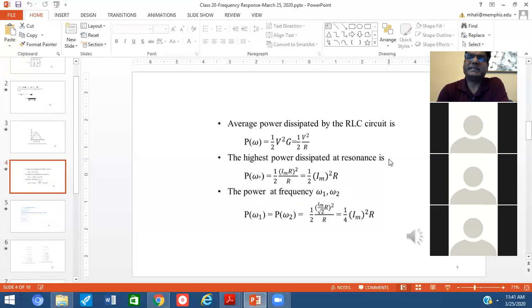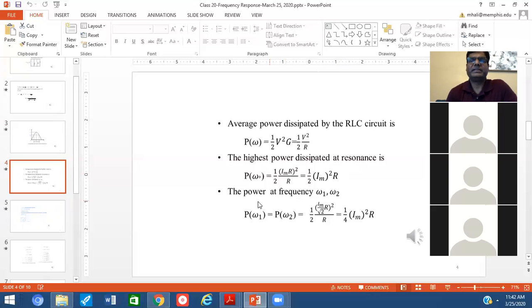So this means V squared over R. And the highest power dissipated at resonance, P omega naught, because at the resonance point, as you noticed in the previous slide on the characteristics curve, V equals Im multiplied by R. So Im multiplied by R, squared, and then in the denominator it is R. So finally you are getting half Im squared R. In the numerator it is R squared and in the denominator it is R, so one R is getting cancelled.